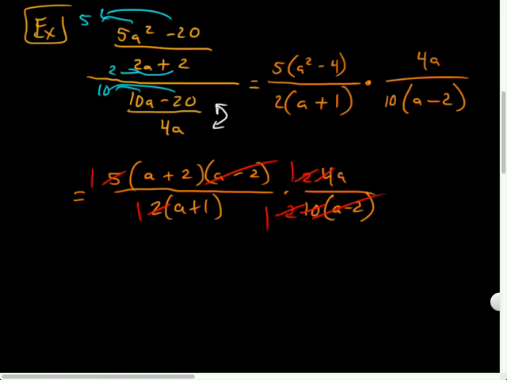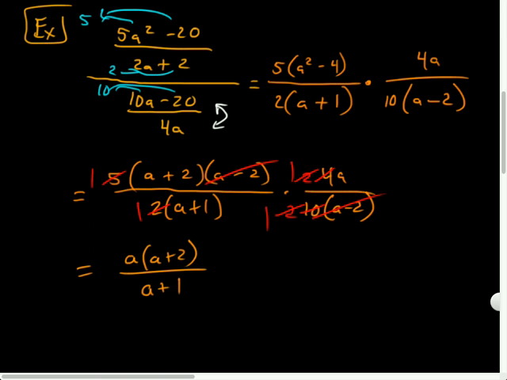Wow. And now it's tricky to sort through these carcasses of factored and canceled things to find what's left. It looks like we've got a times a plus 2 over a plus 1, I'm guessing.